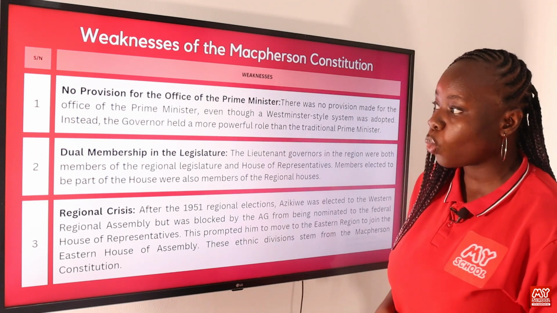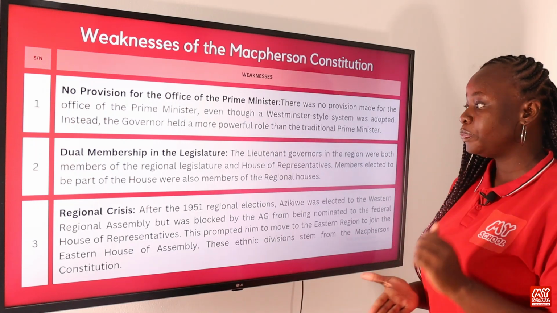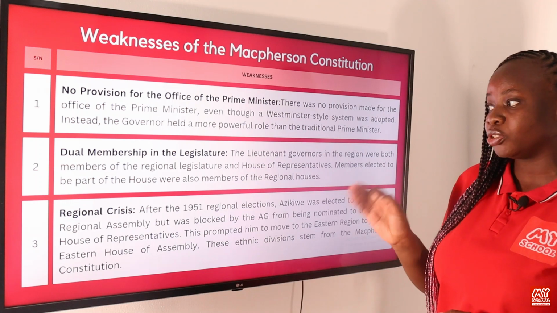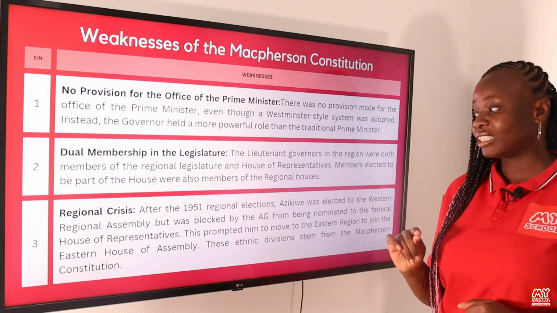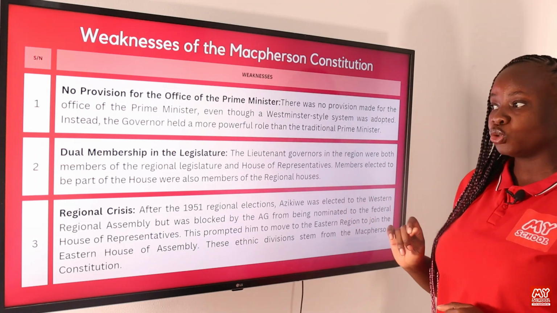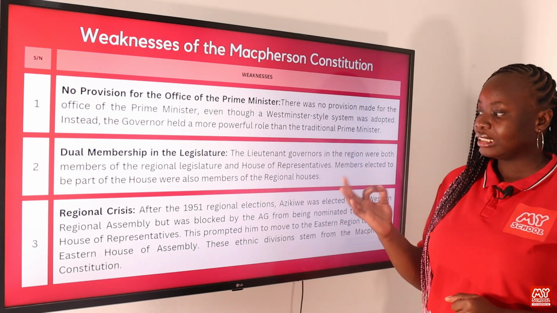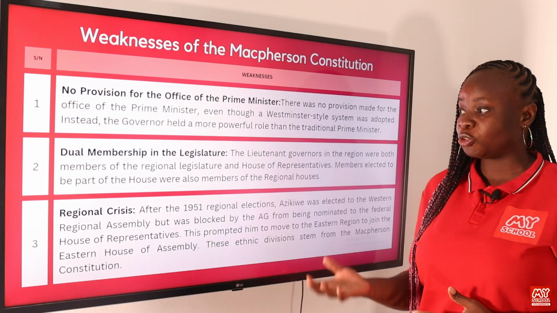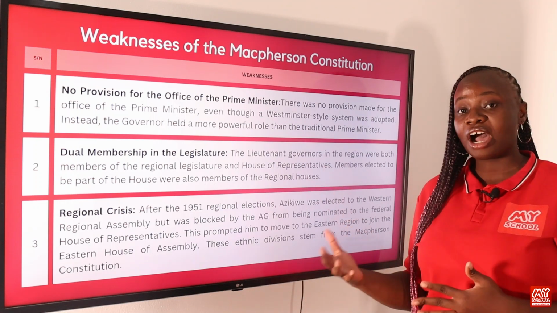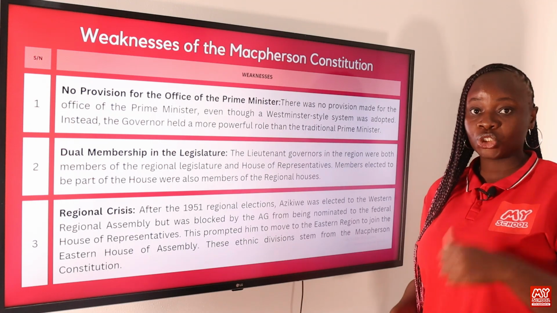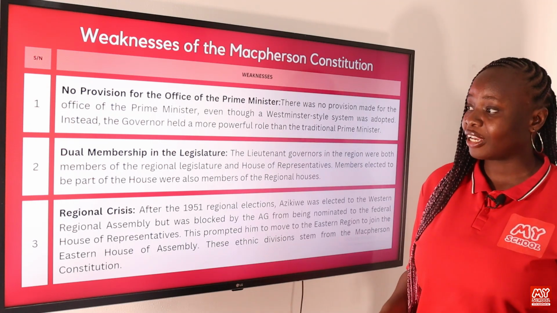Then there was also dual membership in the legislature. Lieutenant governors in the region were both members of the regional legislature and House of Assemblies. So members elected to be part of the House were also members of the regional houses. This can be a huge disadvantage because the lieutenant governors now have more power than they should because they belong to both the regional legislature and the central legislature at the same time.